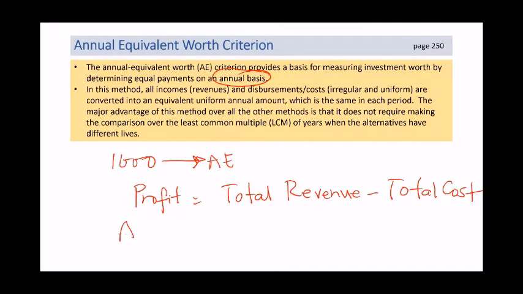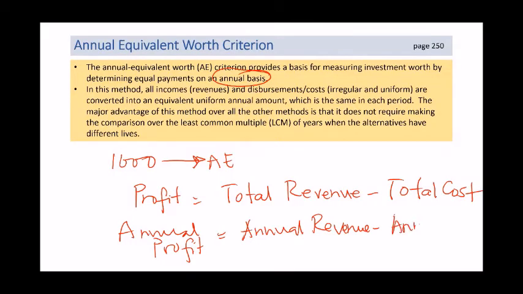So that the annual profit is equal to annual revenue minus annual cost. Okay, so the annual equivalent worth criterion is the average annual profit of the project. Okay, it says here on an annual basis.